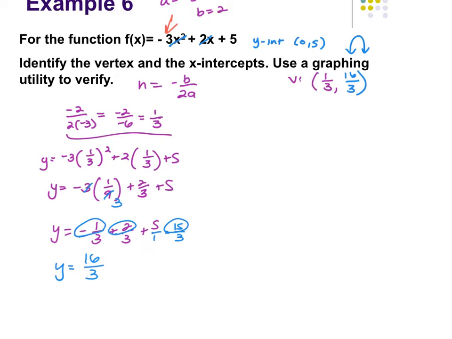Which means it has a what? Max or min? It has a max. Now, that all came from my equation from the very beginning. Then I found the vertex.